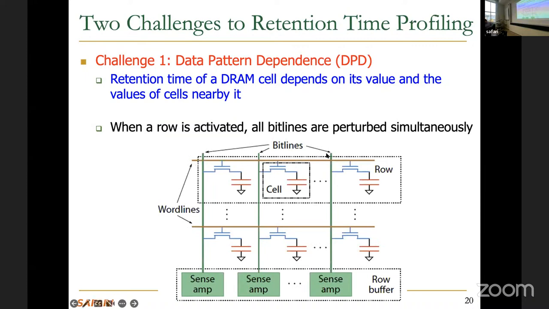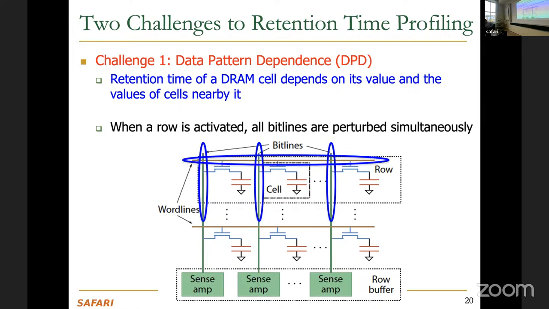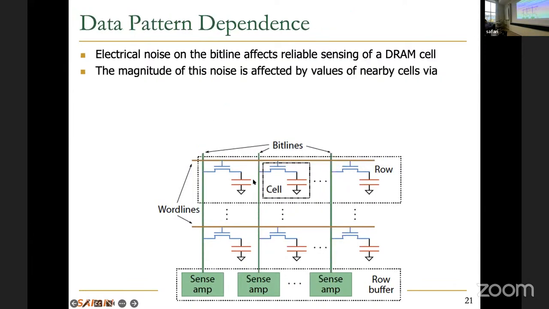You have a row that's called a word line, another row over here, and these are the bit lines, and these are the cells hanging off of this word line, meaning the row. If you activate that row, this blue word line, the blue bit lines over here get perturbed simultaneously, because the capacitors get connected to the bit lines and all of these wires get perturbed. And there's electrical noise on the bit line. This electrical noise affects the reliable sensing of a DRAM cell along that row, and the magnitude of this noise is affected by the values of the nearby cells.